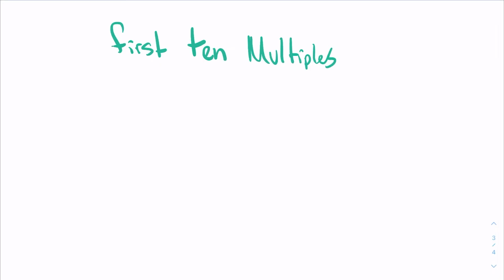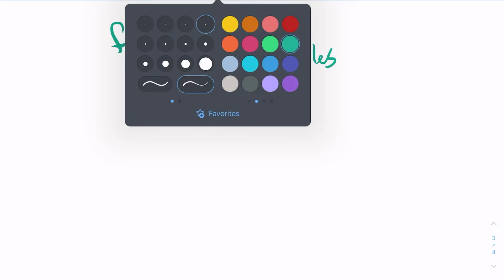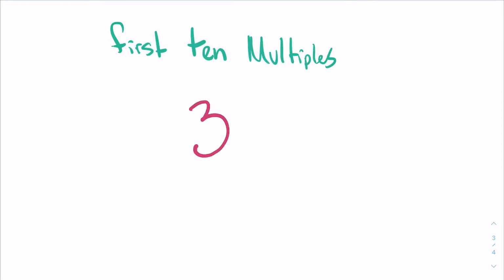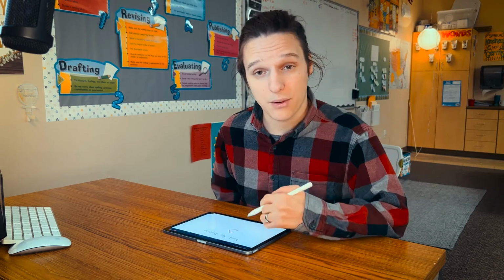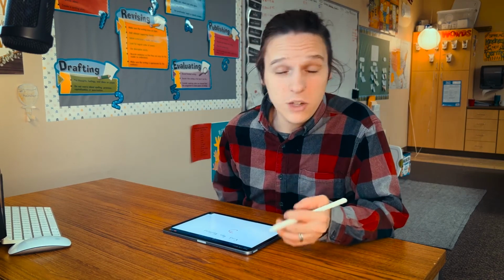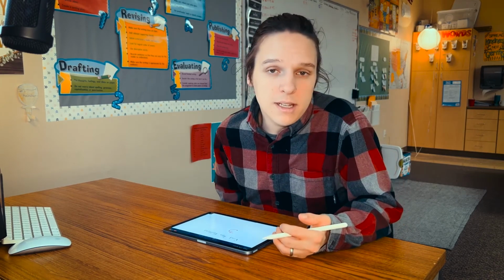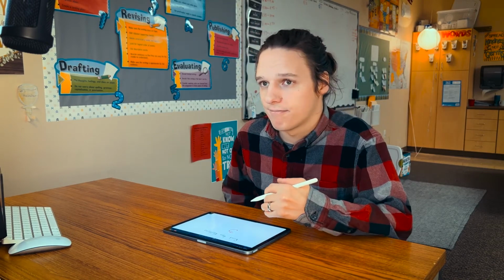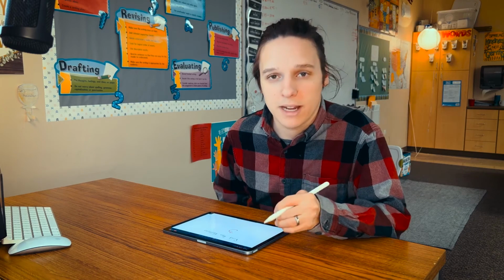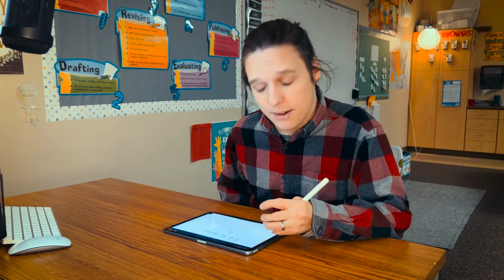Now this next one is pretty easy. I just want the first 10 multiples of the number 3. So, in this case, that's pretty easy. All you have to do is count by 3s. Something that we've probably learned way back in maybe 2nd grade, right? So let's count this down.